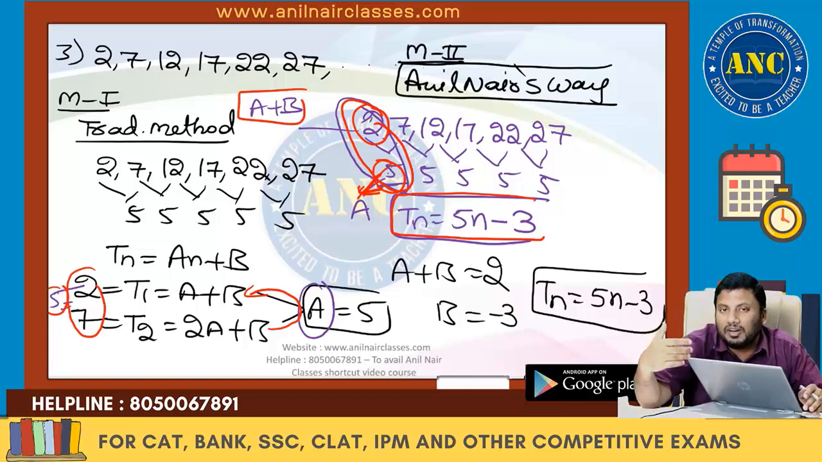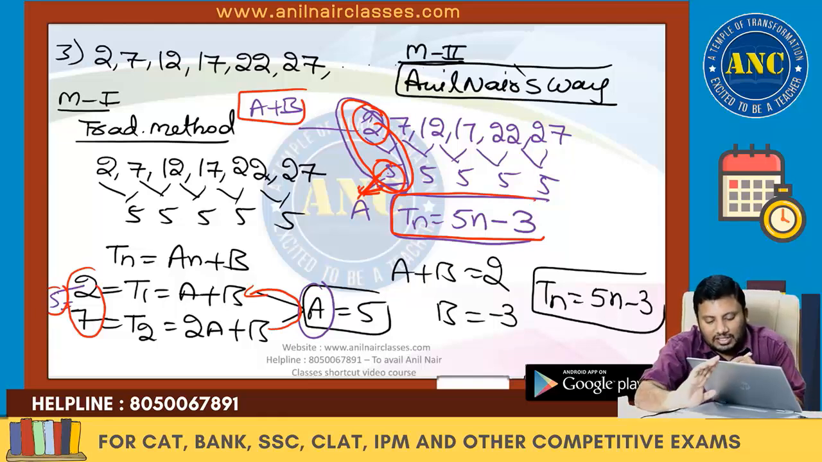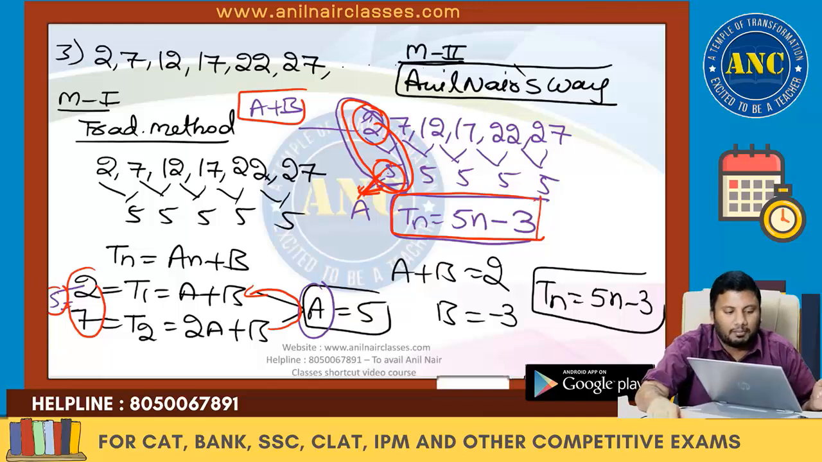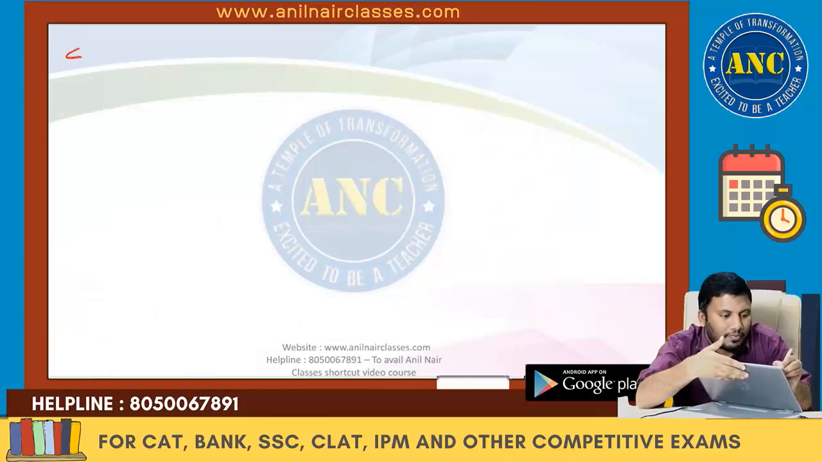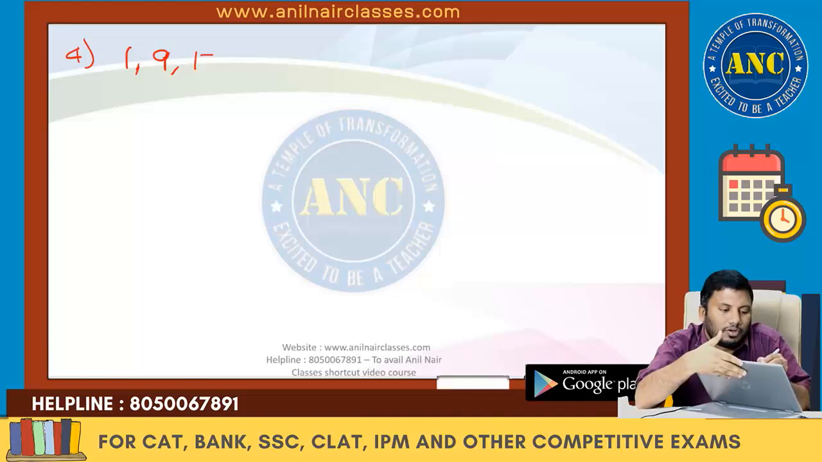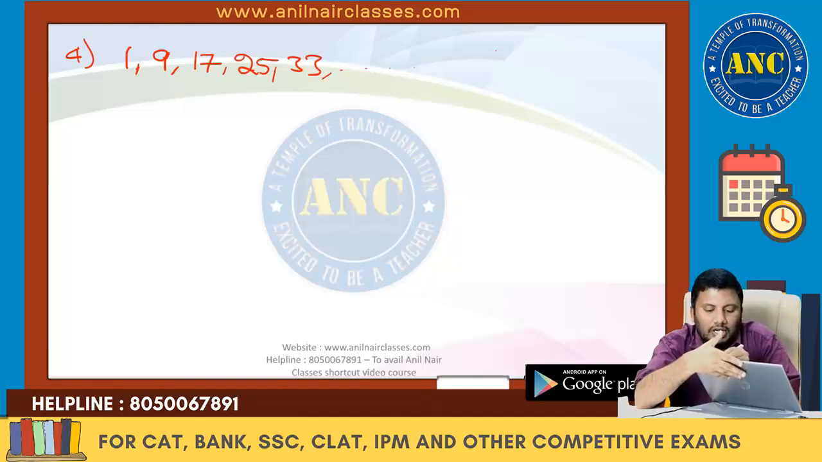With two terms, there will be an absolute answer. Just by looking at the question itself, you will get the answer. Answer is Tn is 5n minus 3. In two terms, you will understand its importance. One more question: 1, 9, 17, 25, 33 and so on.